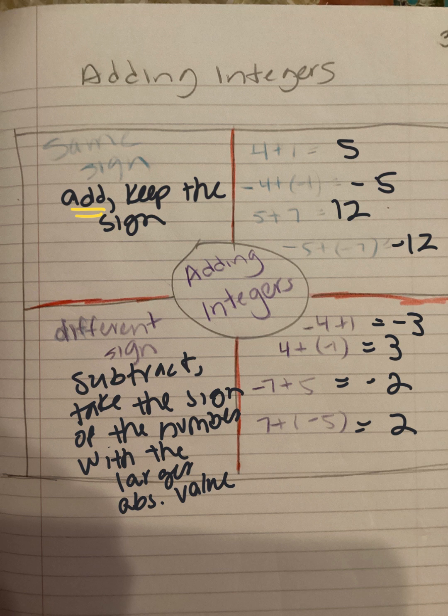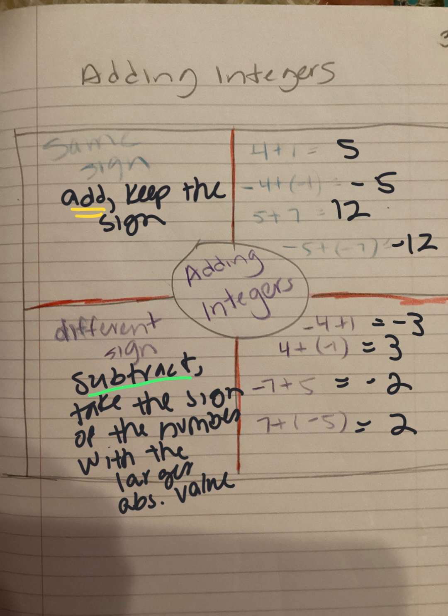If the signs are different, you will subtract and take the sign of the number with the larger absolute value. So we had -4 plus 1. The signs are different, so you subtract. And the answer is -3 because the absolute value of -4 is larger than the absolute value of 1. And in 4 plus -1, subtracting, the absolute value of 4 is larger than the absolute value of -1.